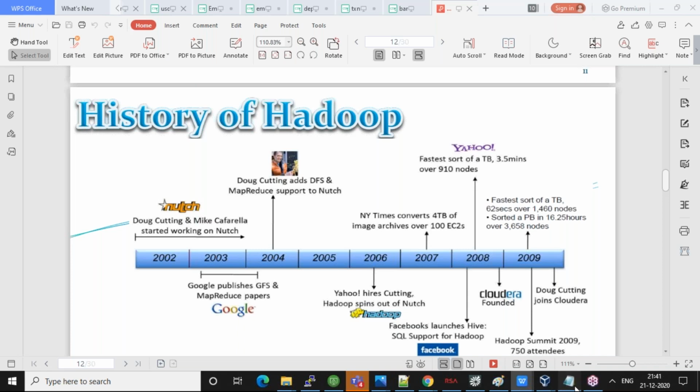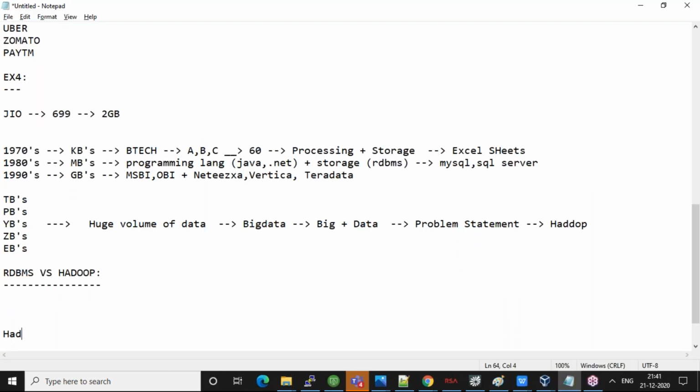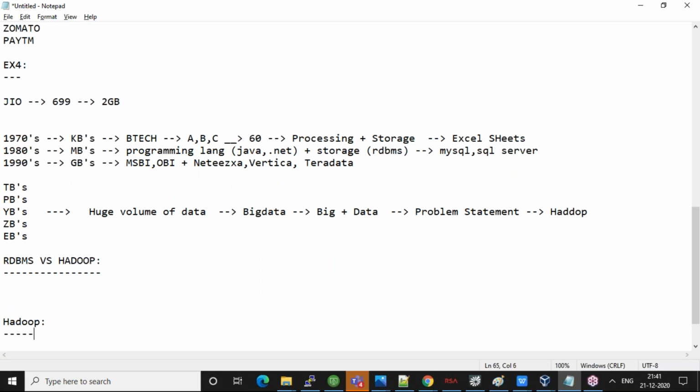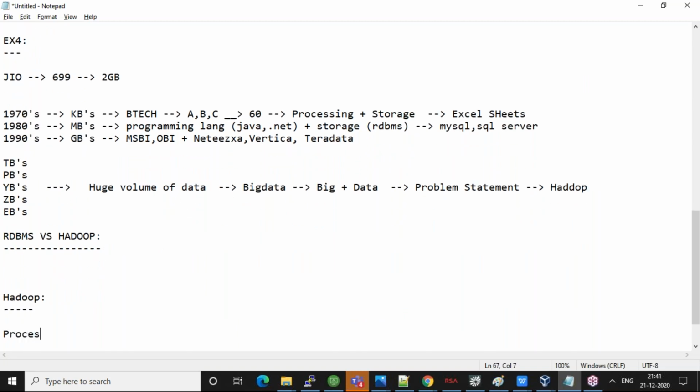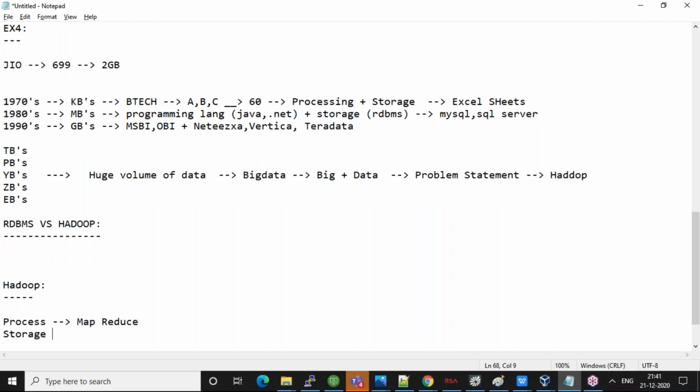In the initial stages, how could we process and how could we store? We could process the data by using MapReduce, and store the data by using HDFS. What is the full form of HDFS? Hadoop Distributed File System. A MapReduce program is written by using Java. Initially you could process structured and semi-structured data using MapReduce.